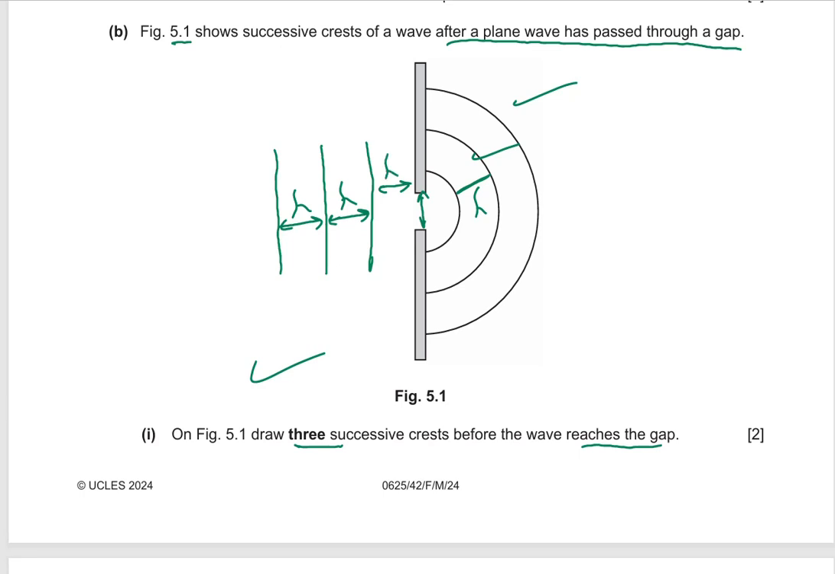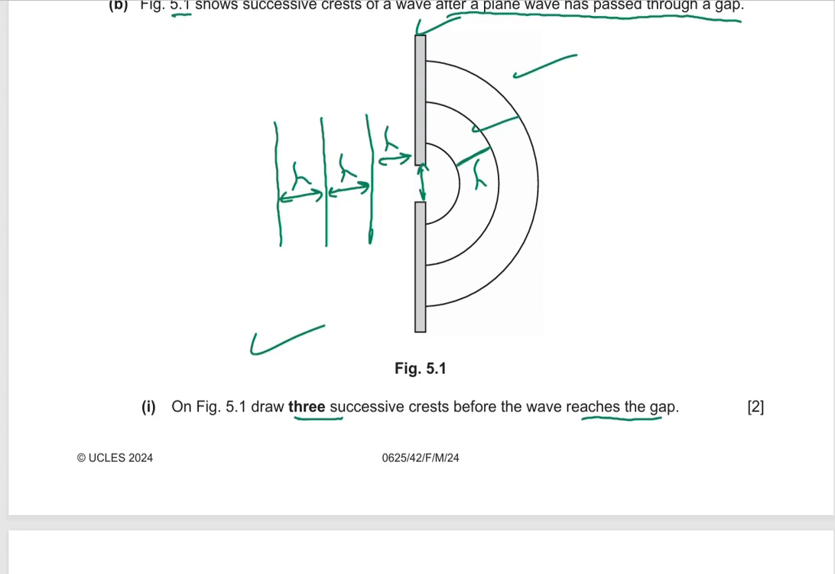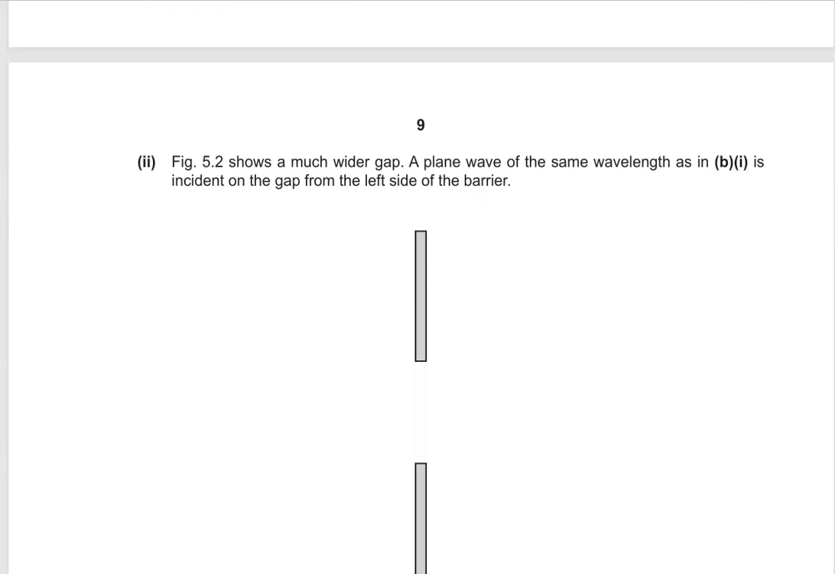In the marking scheme you will get 1 mark for drawing them parallel to the barrier, and 1 mark for the same wavelength as the one after the barrier. I hope it's clear.